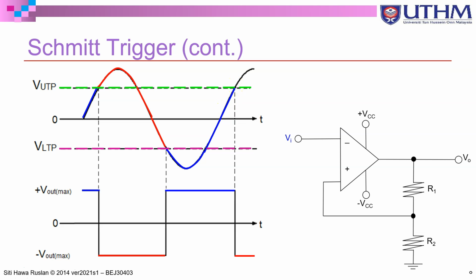So this is how the output of a Schmitt trigger, which is a square wave over here. Meaning that from a sinusoidal waveform coming into the input of the Schmitt trigger, at the output you'll get a square wave. So we can say that the Schmitt trigger will produce a square wave, or that it is a waveform changer from a sinusoidal waveform to a square wave.